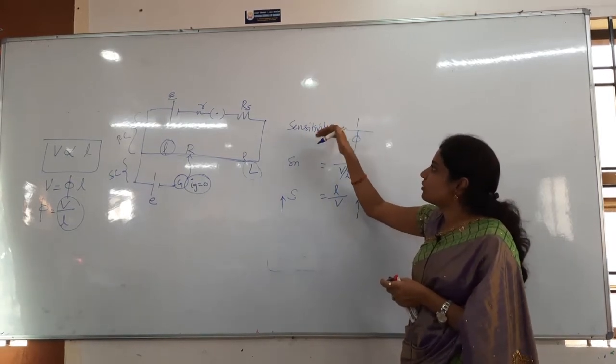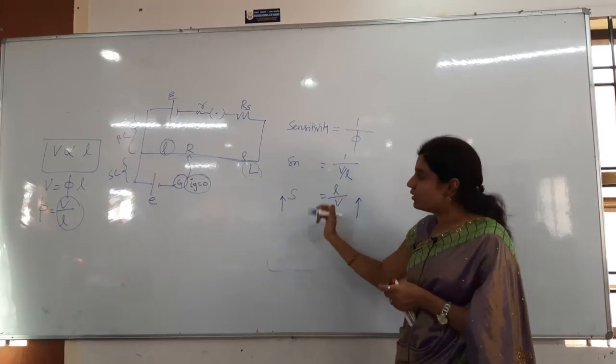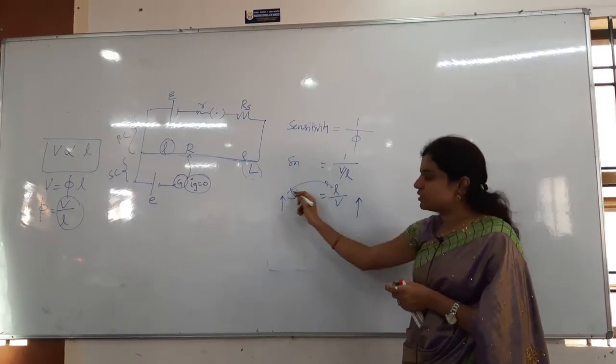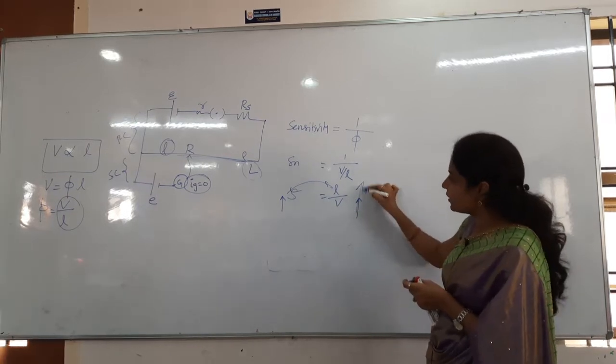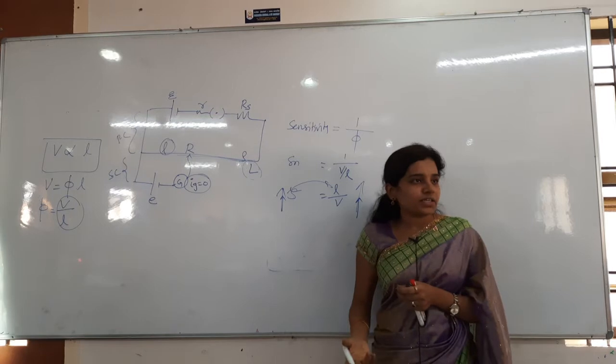Sensitivity is equal to 1 by potential gradient. That is L by V. We will get both directly proportional to each other. If I increase the length here, then sensitivity also increases. That is one of the advantages for us.